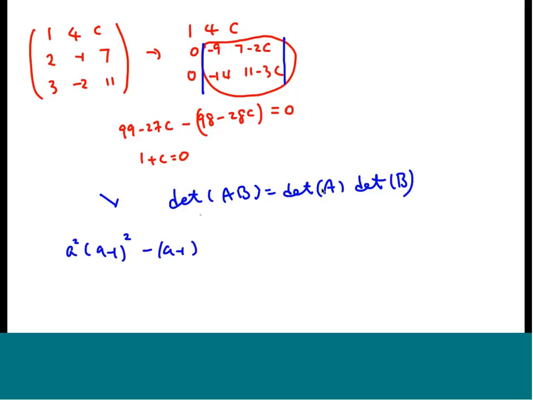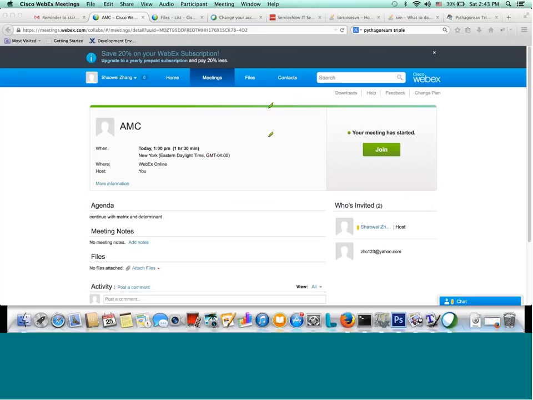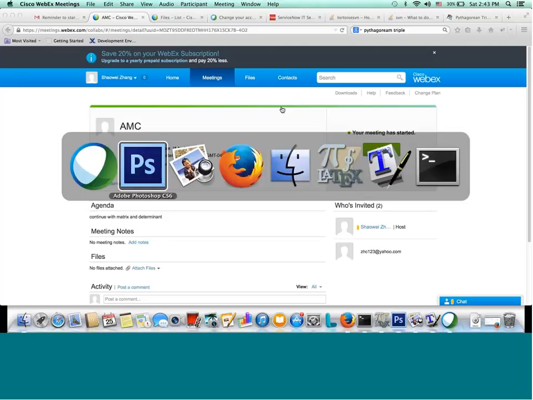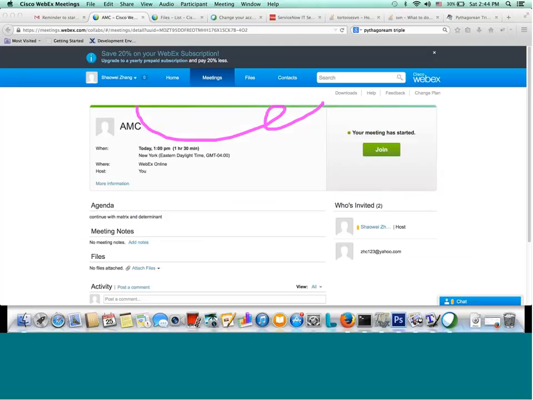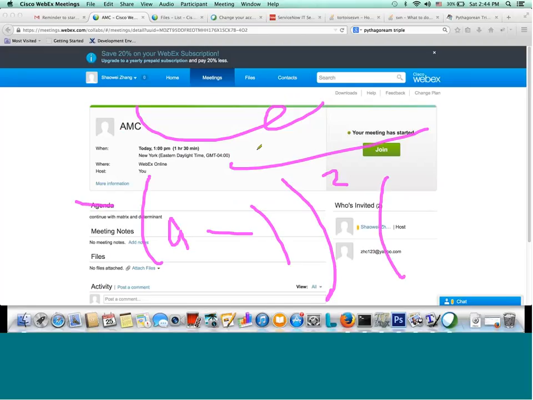Okay. Let me see. Oh, you're there? What I see? Oh, okay, I see it. That's interesting. It's my screen. Okay. Negative a minus 1 to the and times a squared plus a minus 1. That's it?